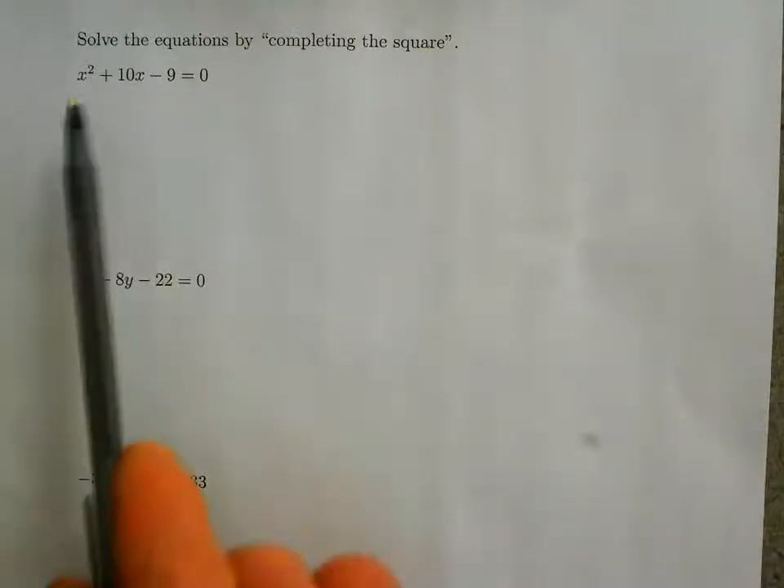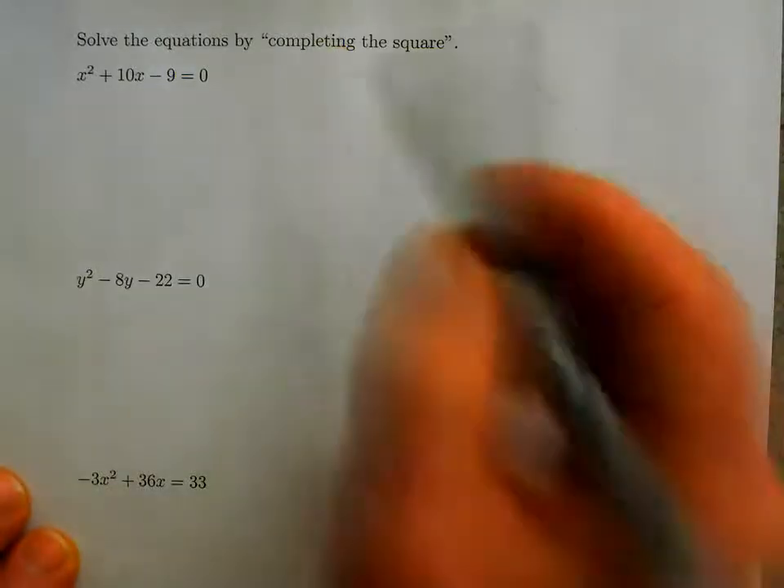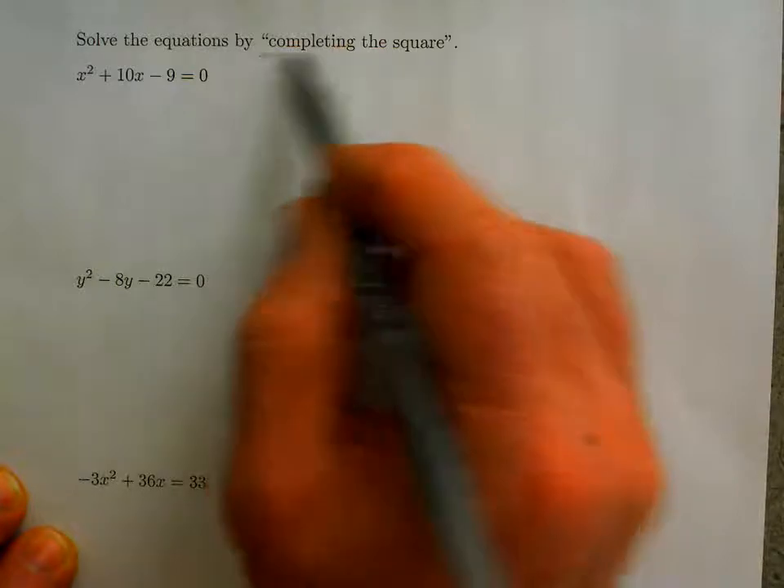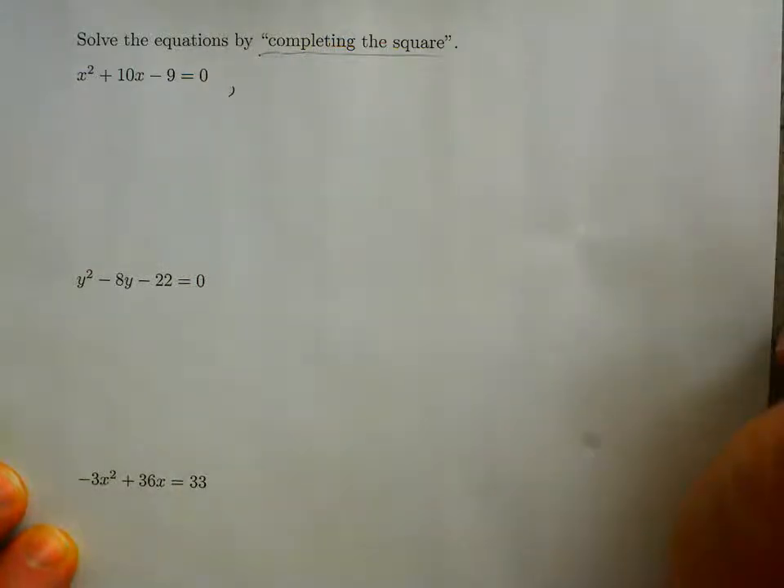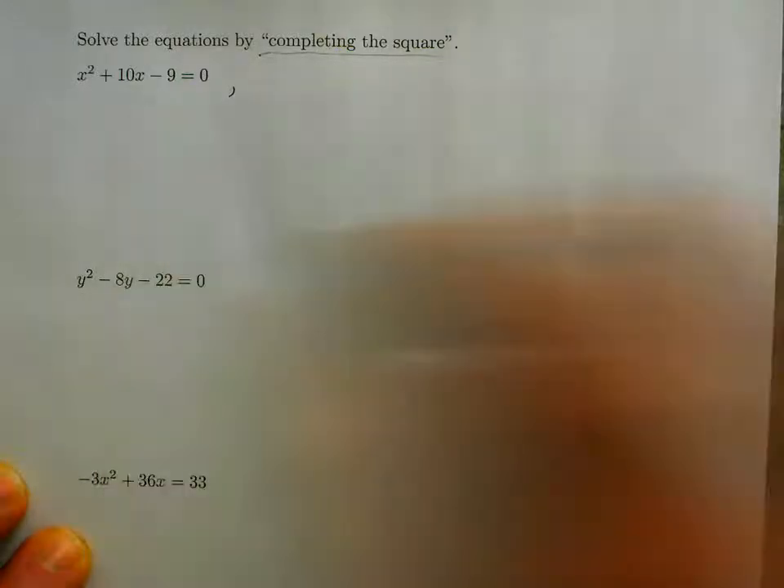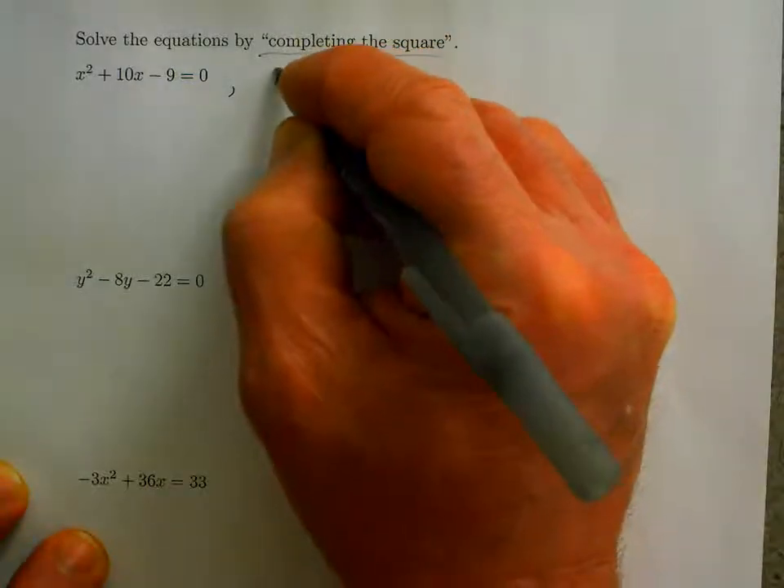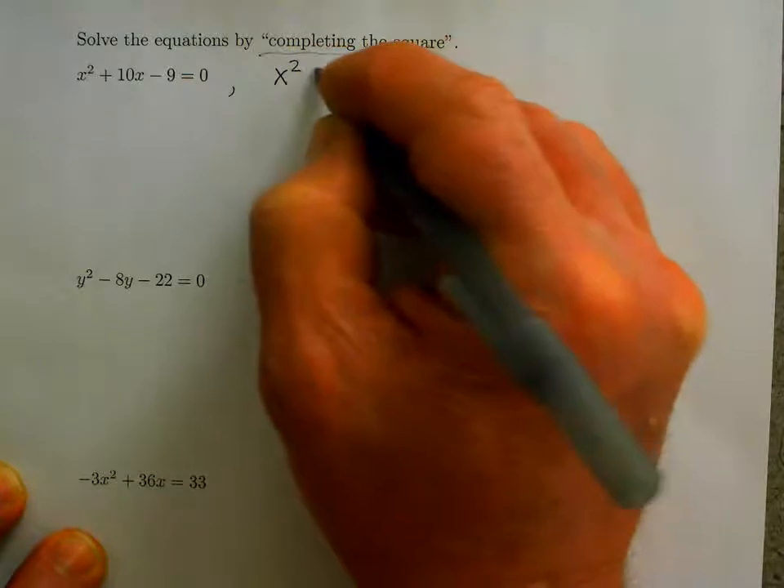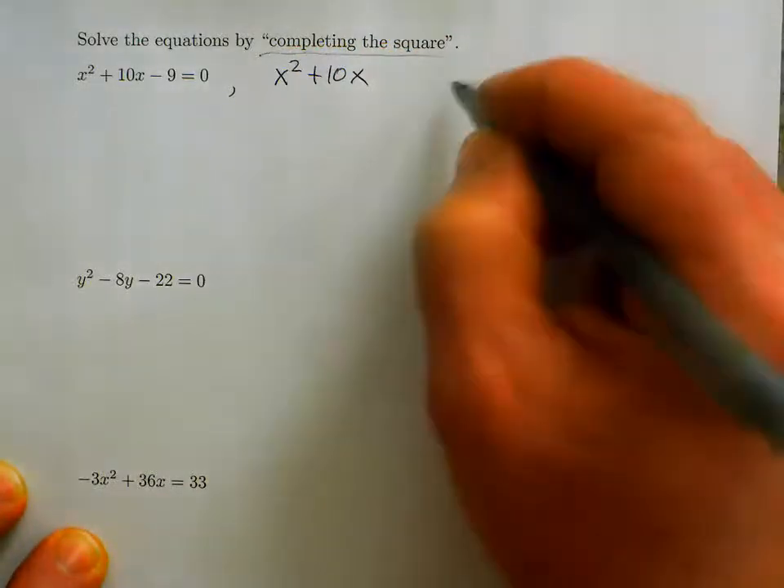Okay, here we have x squared plus 10x minus 9 equals 0. If we're going to solve this by completing the square, step 1 is to get the x squared term and the x term by itself on one side of the equation and move the constant to the other side. So in this one, the first step is to add 9 to both sides. So we get x squared plus 10x equals 9.